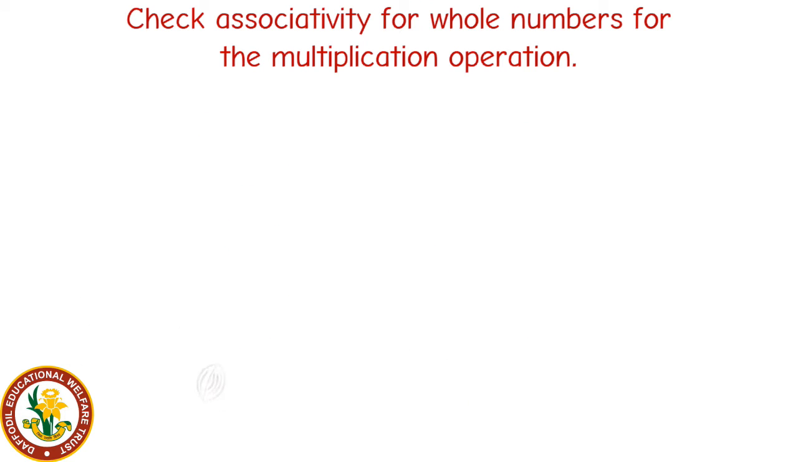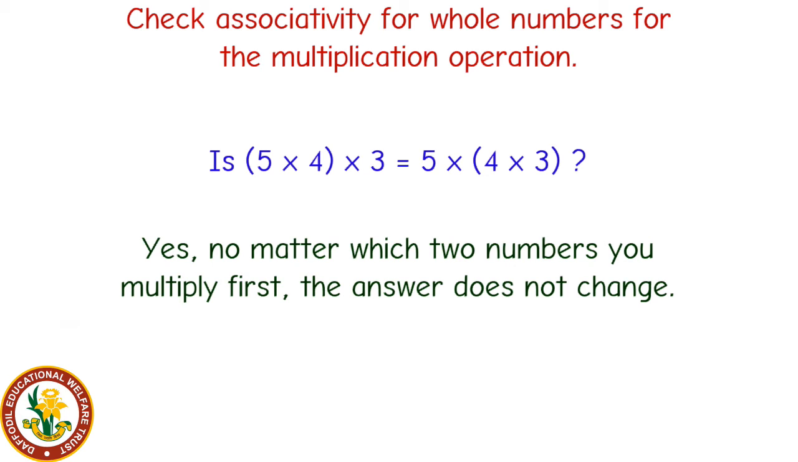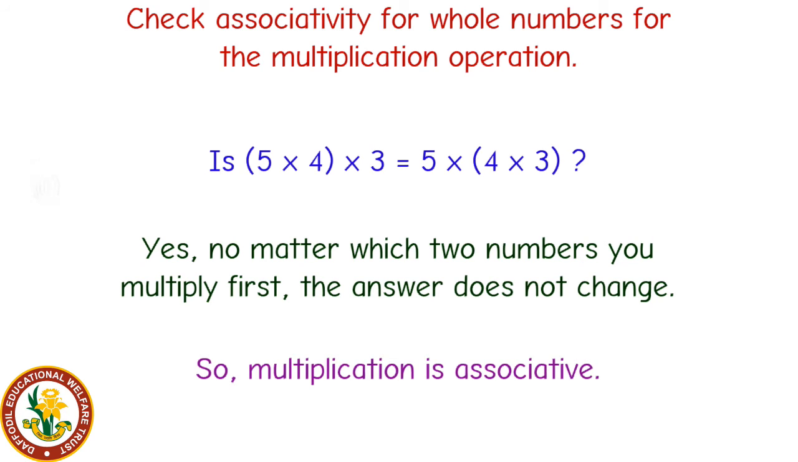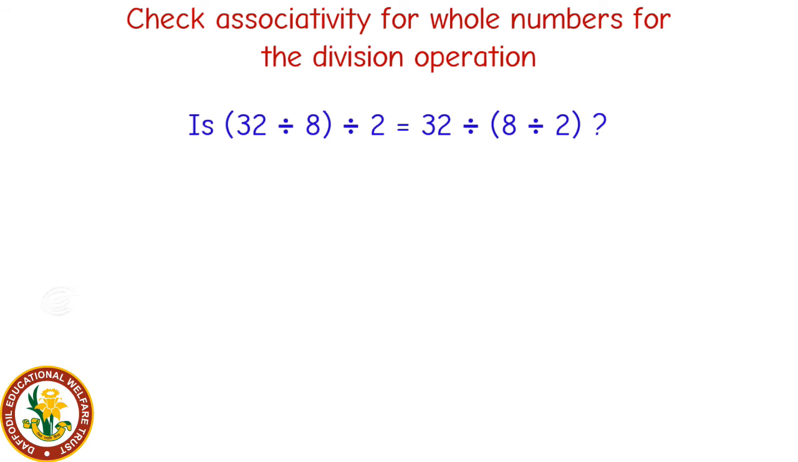Let's check associativity for whole numbers for the multiplication operation. Is (5 × 4) × 3 equal to 5 × (4 × 3)? Yes, no matter which two numbers you multiply first, the answer does not change. So, multiplication is associative. Now let's check associativity for whole numbers for the division operation.